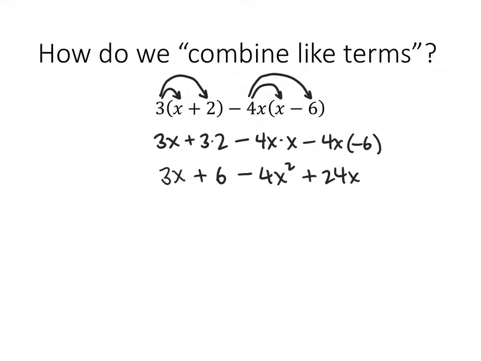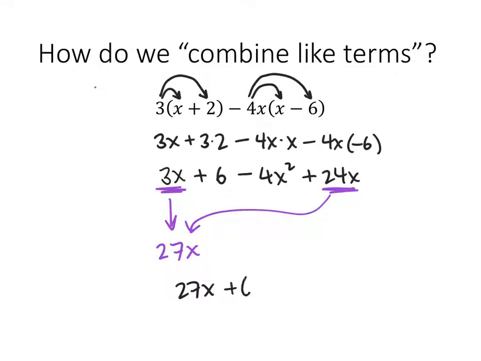Now, when we go to combine like terms, we actually see that there's only one pair of like terms. The 3x and the 24x are my only like terms here. So when I add those together, I get 3x plus 24x gives me 27x, because I add the 3 and the 24. So my final simplified expression is 27x plus 6 minus 4x squared. And that's a perfectly valid answer to this question.